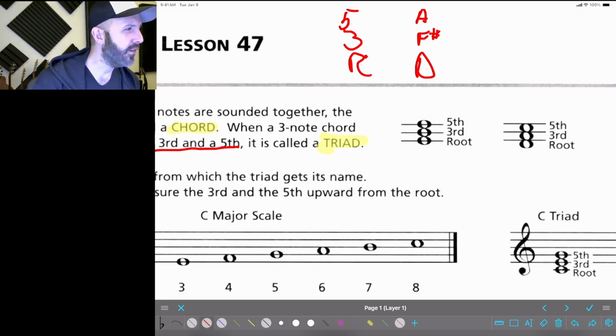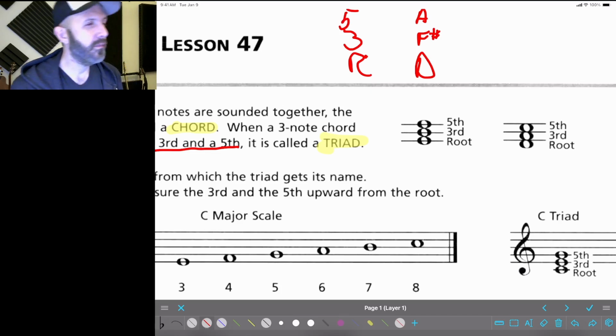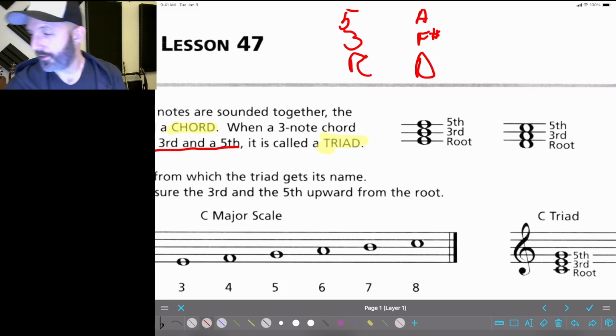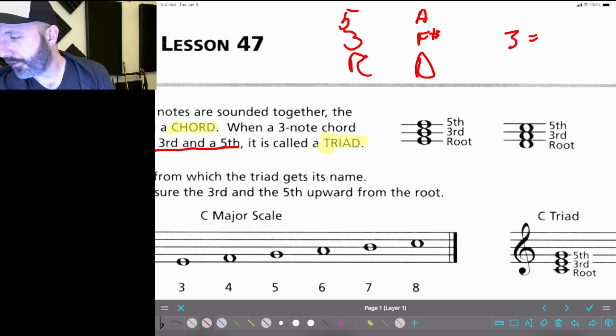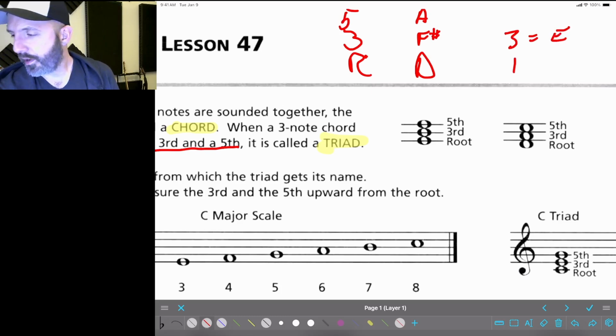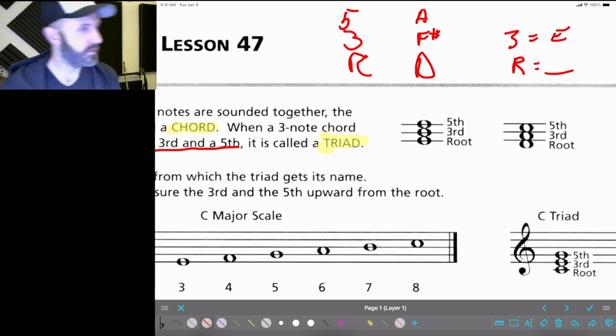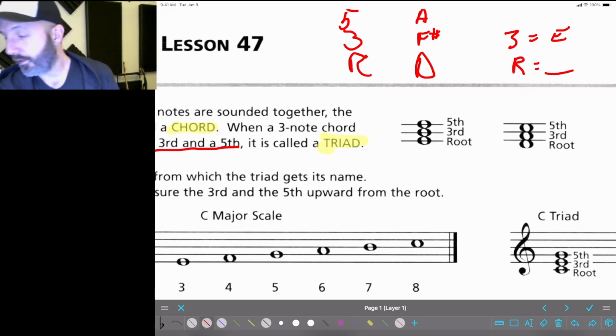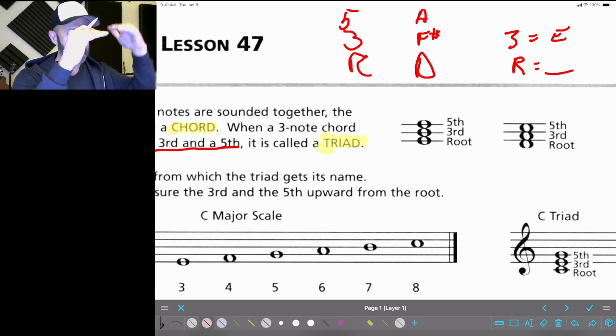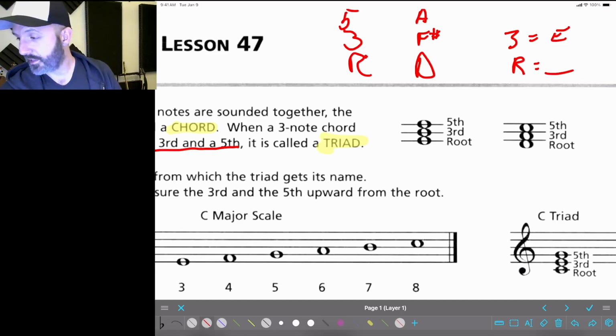If the third of a triad is... I'm going to switch these up because I want to make you think. So I'm going to use the same format of the question. If the third of a triad is E, so they're going to say the third equals E, they want to know the root equals... the third, E, D, C. So it's going to be a C.